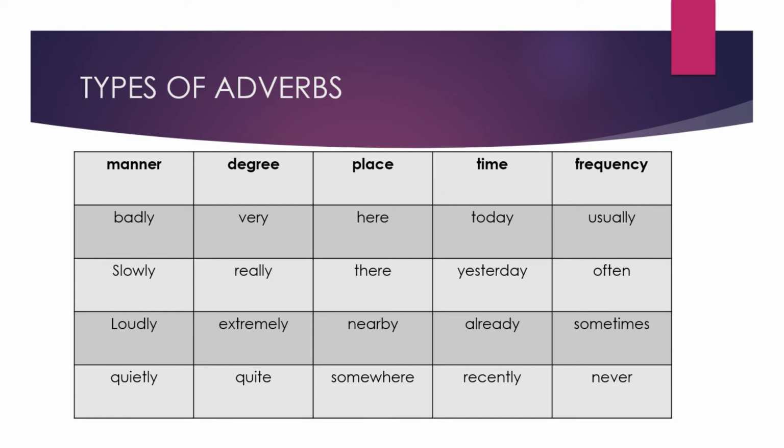Place and time, as you noted: here, there, nearby, somewhere, recently, today, yesterday, already. These all are the adverbs of place and adverbs of time. And last but not the least is frequency. Frequency is like usually, often, sometimes, or never. These all are the types of adverbs.